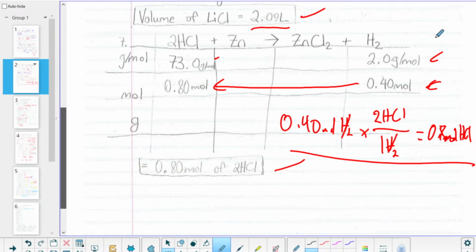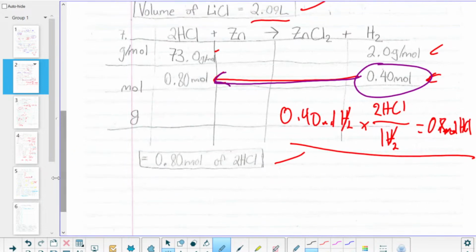Next one, you didn't need the molar mass at all. You just took 0.4, used the stoichiometry 2-to-1 ratio, divide by 1 times by 2 to get 0.8. And of course, you didn't have to use the table method. You could have just 0.4 moles H2 times 2 HCl over 1 H2 equals 0.8. That's written kind of badly. Let me just rewrite that. 0.80 moles. And so either one of those methods is, of course, fine.